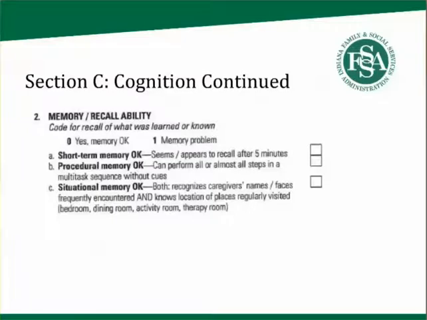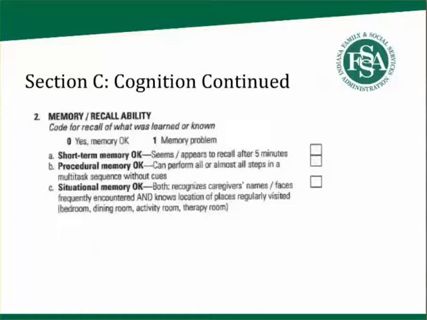C2A is memory and recallability, and this begins to explore the individual's ability to remember recent and past events and to perform sequential activities. C2B is procedural memory. This is exploring the individual's ability to perform all or almost all steps in a multitask sequence without cues. This is focused on cognition and not to be confused with physical limitations. For example, if a person is dealing with quadriplegia, they may not be able to complete the steps with dressing, but may have the ability to direct someone through the sequential steps, respecting the individual's preferences and how they would like the steps to be completed.